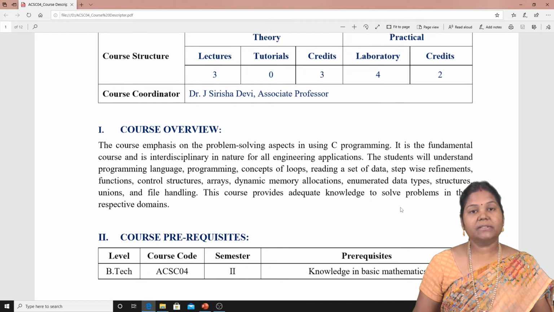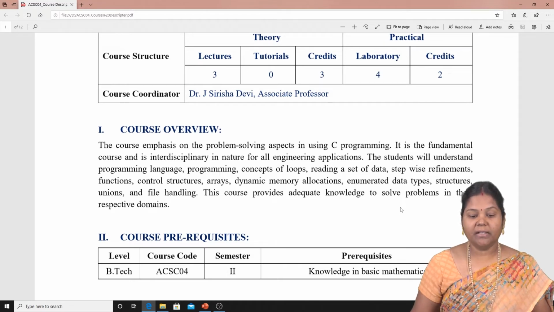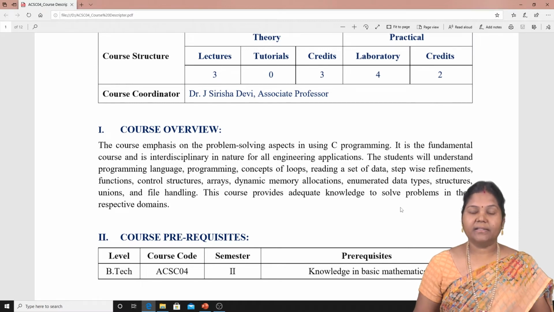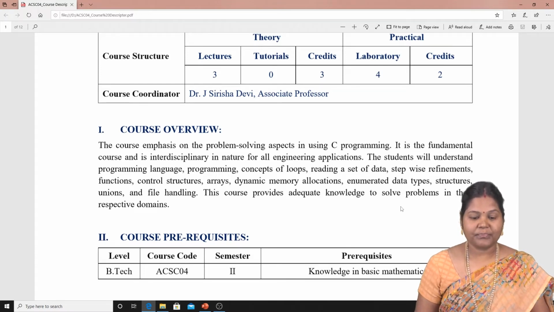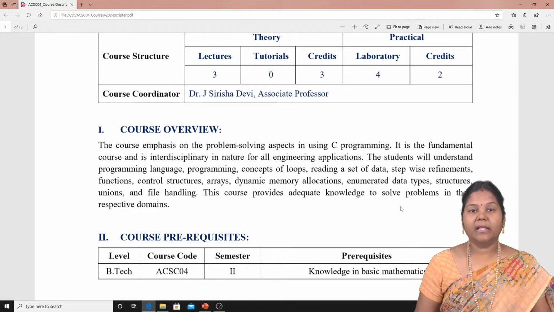Now, the student must understand the programming language, the programming concepts, the loops, how to read data, how to write data, how to make use of file concepts, control structures, arrays, functions, and so on, how to use the various data types, the structures, unions, file handling. These are the various concepts the students must understand in this course. And the students should have adequate knowledge to solve the problems in various domains after learning this course. So this is the overview of the course.